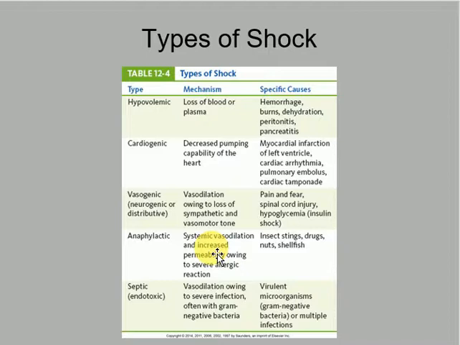Septic shock, on the other hand, is also vasodilation, but it starts from infection. Specifically, we need to know about the types of bacteria that can cause this severe septic shock, also called endotoxic shock. It's a virulent microorganism called gram-negative bacteria. This is the most important one. Gram-negative bacteria release something called endotoxins. And this endotoxin will go to the blood vessels and dilate them. So it comes from the endotoxin of gram-negative bacteria, which is very virulent.